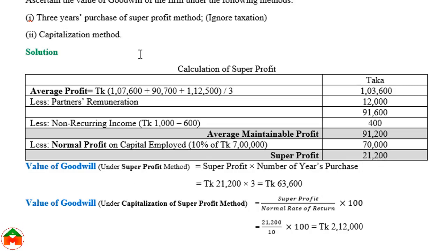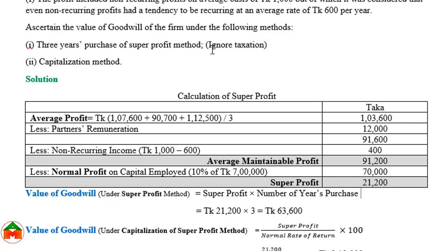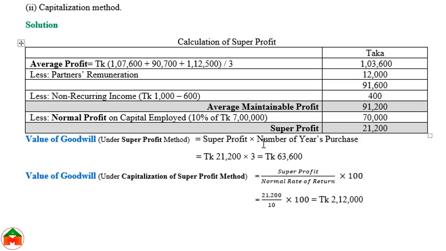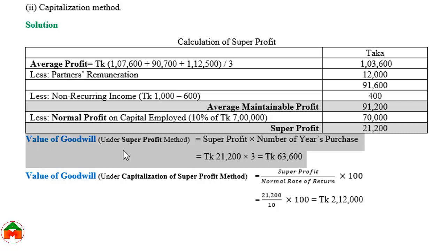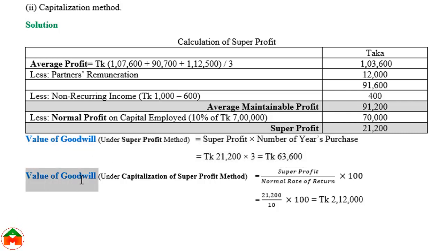According to the requirement, we need to calculate the goodwill under the super profit. We just need to multiply the super profit to get the value of the goodwill on the basis of the super profit method, although this is not our objective. Our objective is the valuation of goodwill under the capitalization of super profit method. We need to divide the super profit by the normal rate of return to get the value of the goodwill under the capitalization of super profit method.